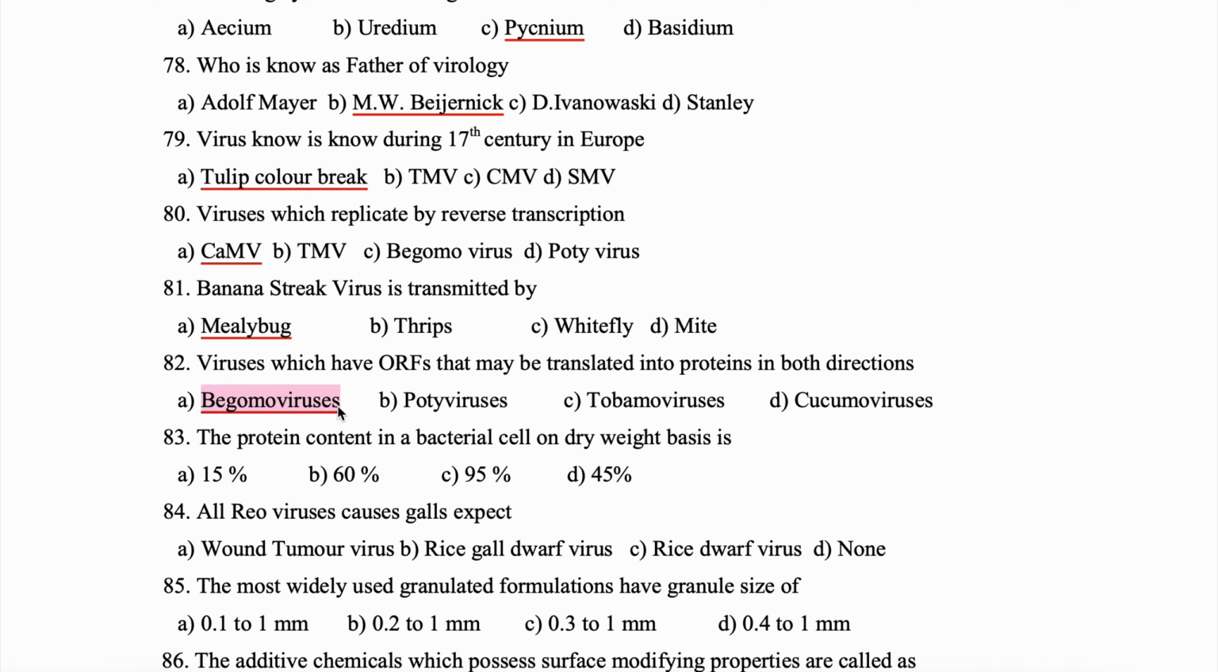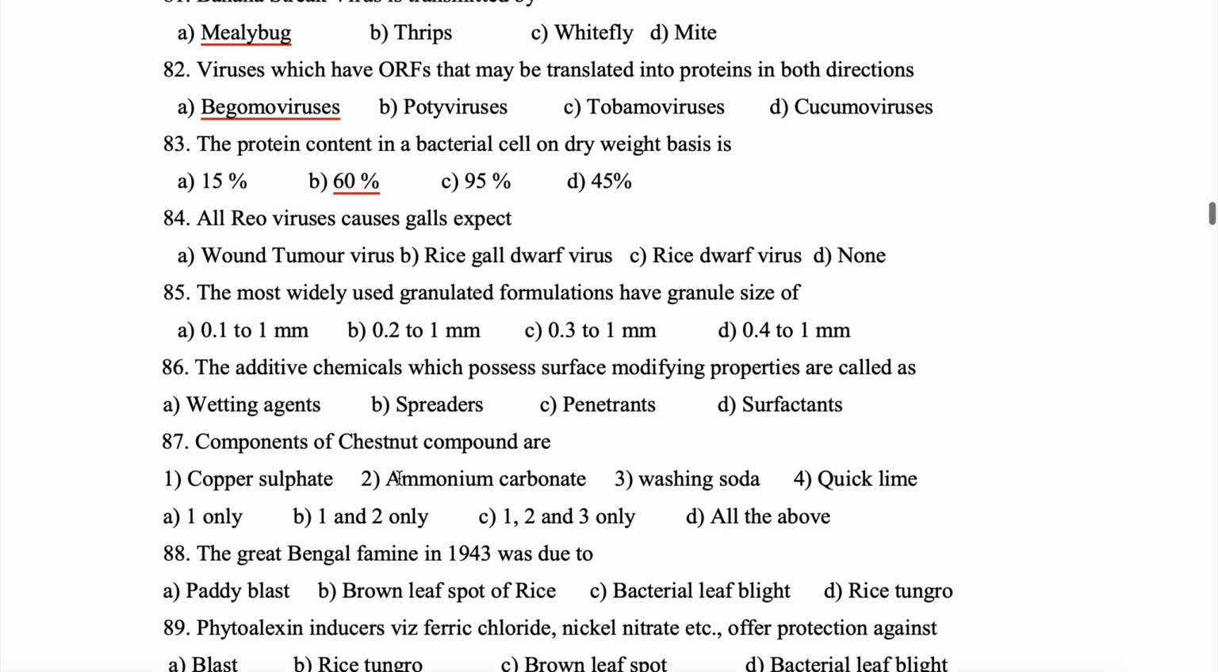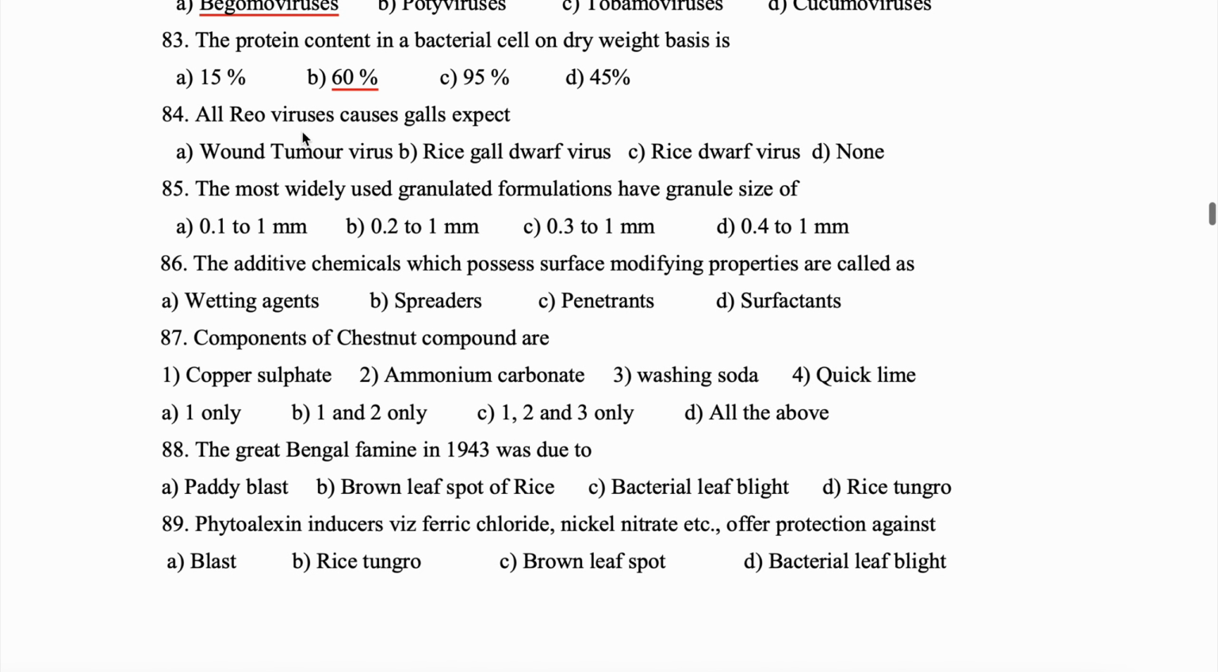It is begomoviruses. Next, the protein content in a bacterial cell on dry weight basis is 60%. Question 84. All reoviruses cause galls except, which of the following options does not cause galls? Wound tumor virus obviously causes galls, tumor is in it. Rice gall dwarf virus, yes, it also causes galls. The exception is rice dwarf virus.